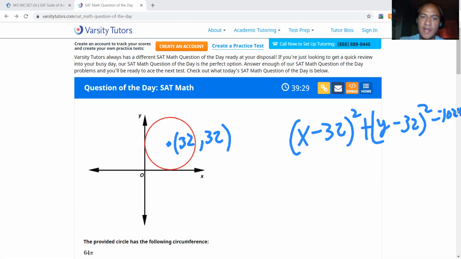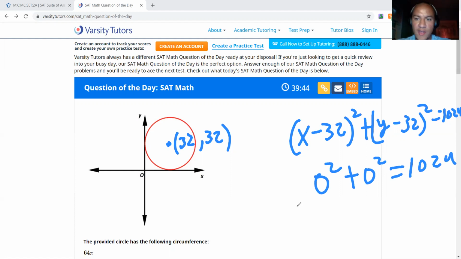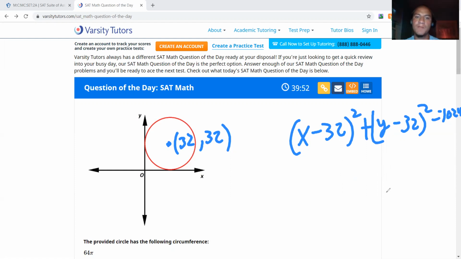Because if you plug in x is 32 and y is 32, you get 0 squared plus 0 squared. Obviously, that's not going to be true. But now you can see that it's like the origin again. And so it's like you're subtracting 32 from any point on the circumference of the circle. That point right there would have to be 64, comma 32.